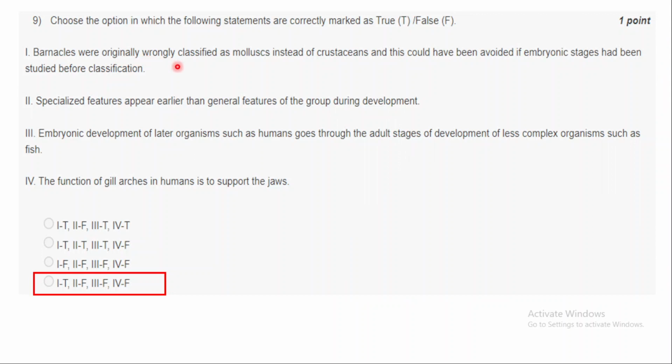And barnacles were originally wrongly classified, which is correct. Embryonic development of later organisms such as humans goes through adult stages of development of less complex organisms such as fish. So this is also false. In earlier stages, all organisms share similar embryological structures, but later on their development is different, which gives rise to more complex and later organisms.